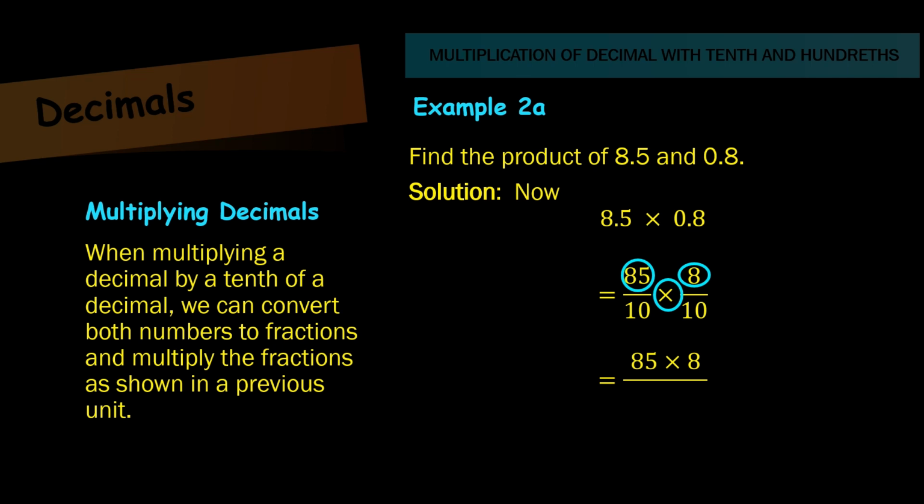We can now multiply the numerator by the numerator, so 85 times 8, and the denominator by the denominator, so 10 times 10. And this gives us 680/100, which is equal to 6.80. The decimal point has been moved 2 places to the left.